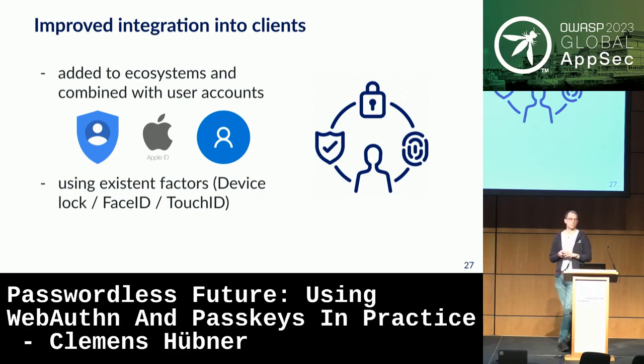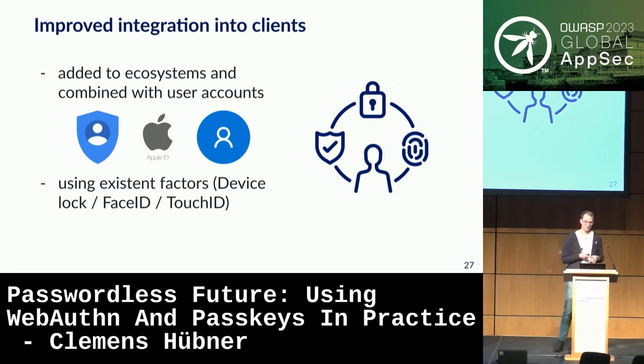By adding these passkeys, which are basically just these public key credentials, into their ecosystems, these credentials get tied to your existing Google account or Apple ID or whatever you are maybe already using. And this means that the existing measures that are made to protect these accounts, for example, the device lock on Android phones to protect all credentials that are on Android, or Face ID, Touch ID on iOS or macOS, are then used to actually protect your WebAuthn credentials.